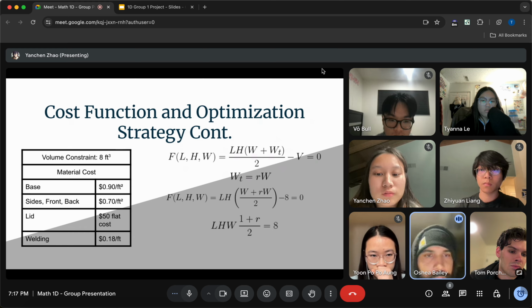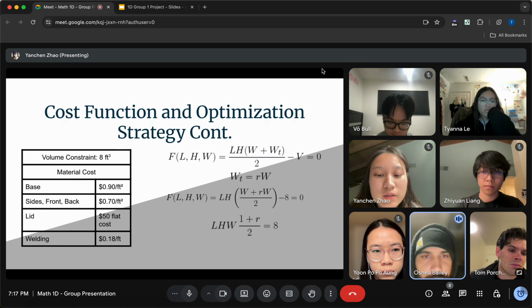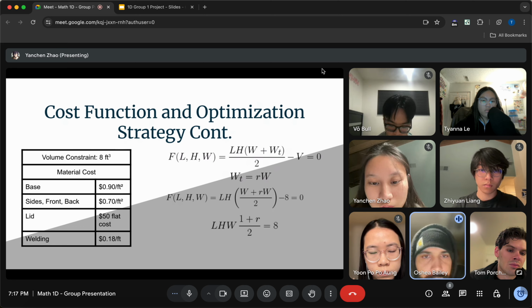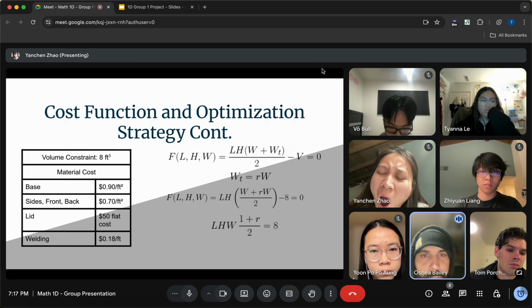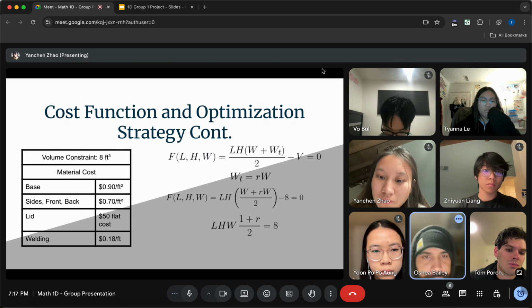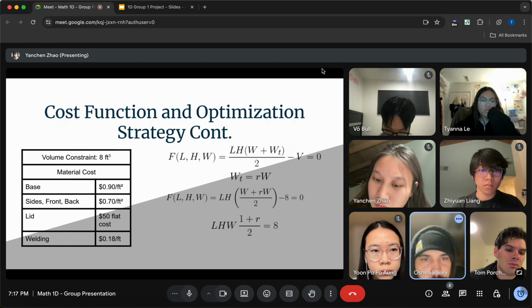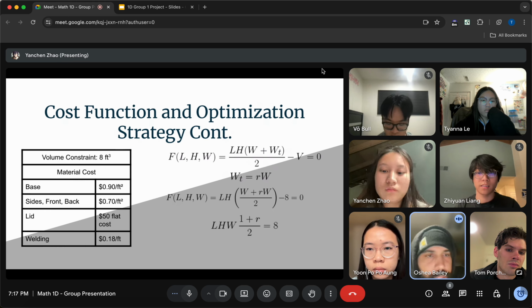Next, this is the start of the optimization part. The equation on the top is the volume formula for our box, which is length times height times the bottom width plus the top width, divided by 2. The top width is proportional to the bottom width, so we can substitute that into the equation. The last equation on the bottom has the width factored out: length times height times width times (1 plus r) over 2 equals 8.